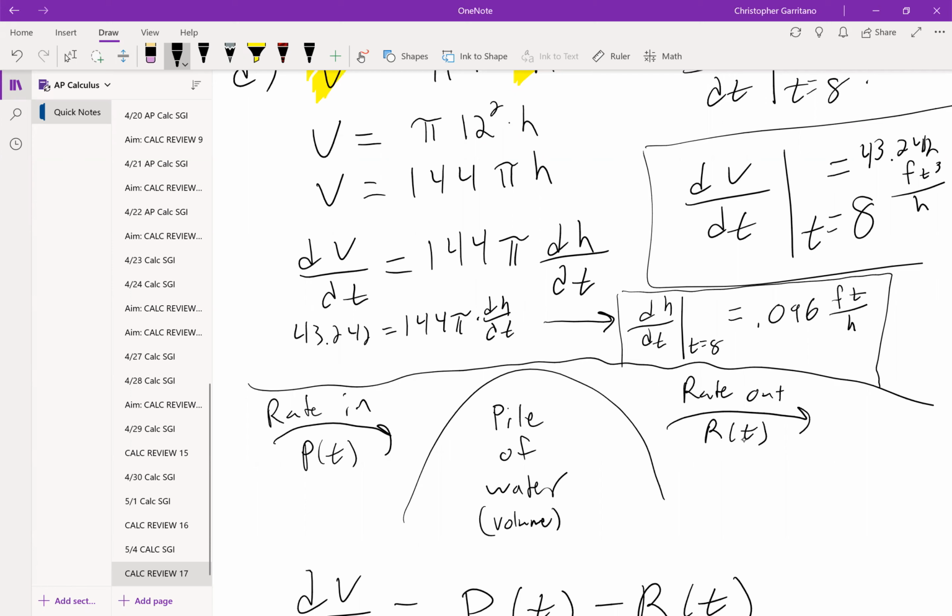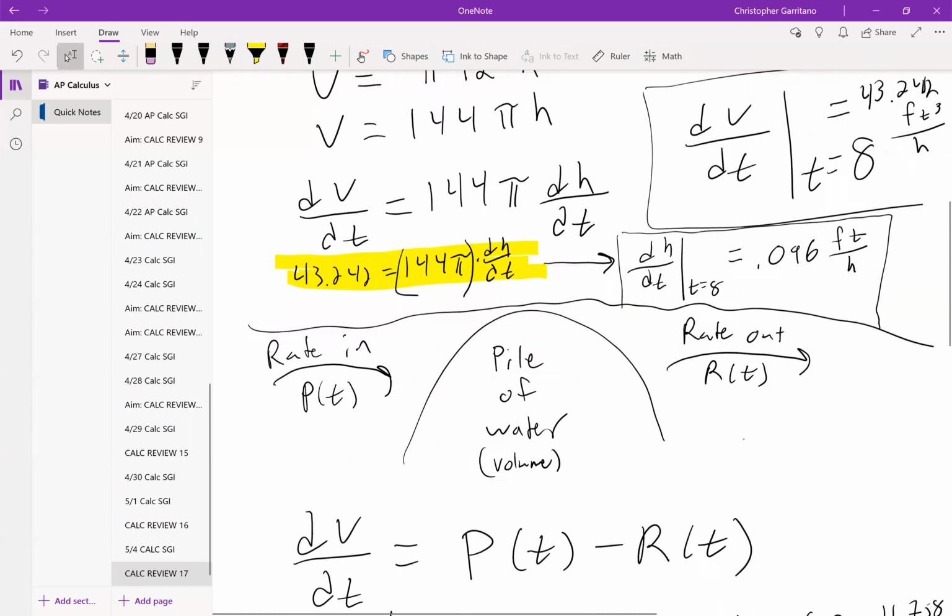One thing I wanted to mention, when you're solving this piece on your calculator, and you do 43.242 divided by 144 pi, make sure to put that expression 144 pi in parentheses. If you don't, the calculator will read it as you multiplying the entire fraction by pi. So just be careful about that.